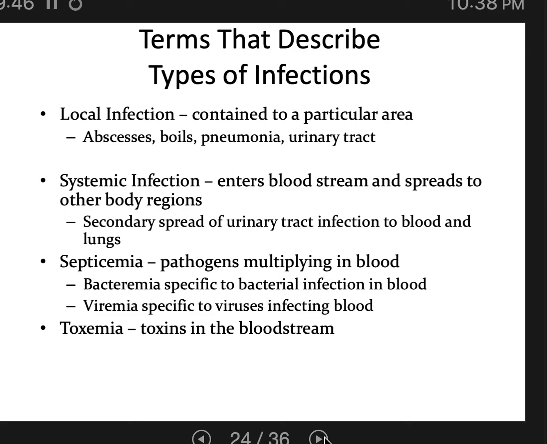Botulism, you don't get infected by the bacteria. You don't get infected by Clostridium botulinum. What happens is you eat food that the Clostridium botulinum has been living in. It's been excreting its toxins into the food. When you eat those toxins, you become sick. So that would be an example of toxemia.